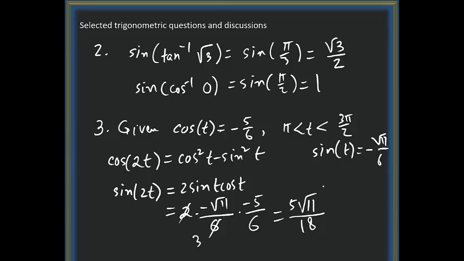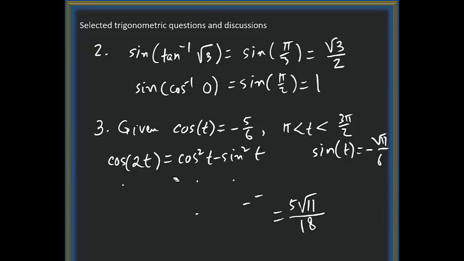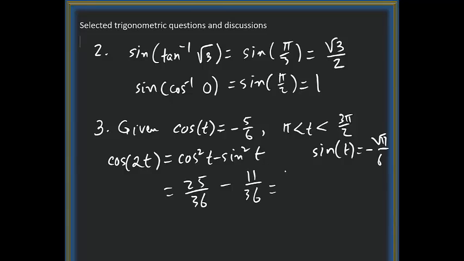Now I'm going to cosine 2t. So let me write down those answers. So it is giving me cosine, when I square it, 25 over 36 minus sine, when I square it, is 11 over 36. So when you further simplify, you get 14 over 36. More simplification you can do, or you can leave it there. We get 7 over 18.